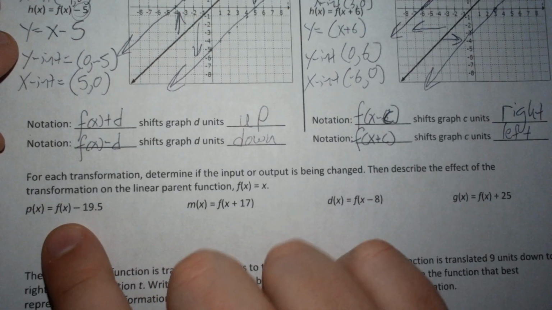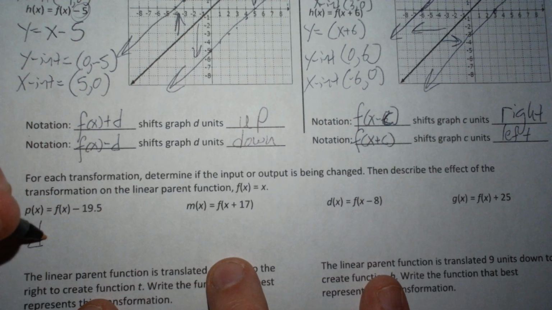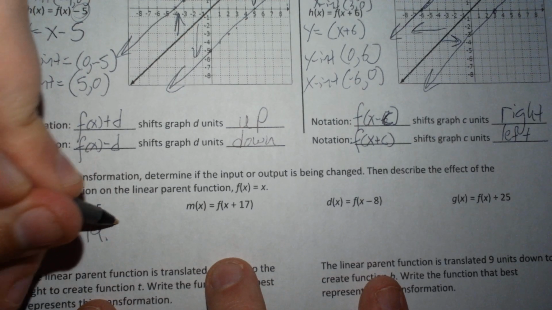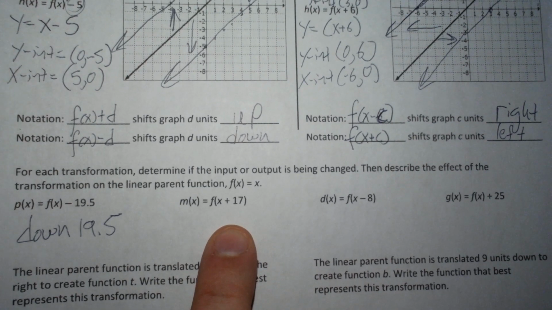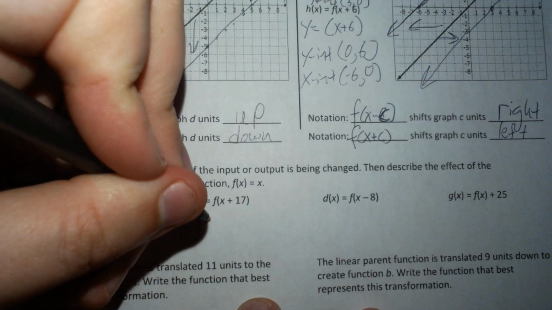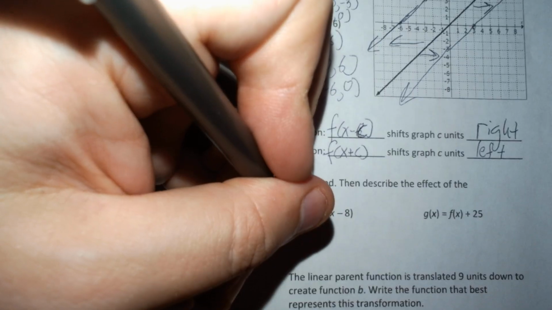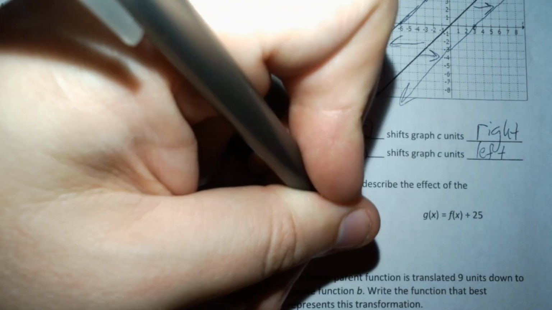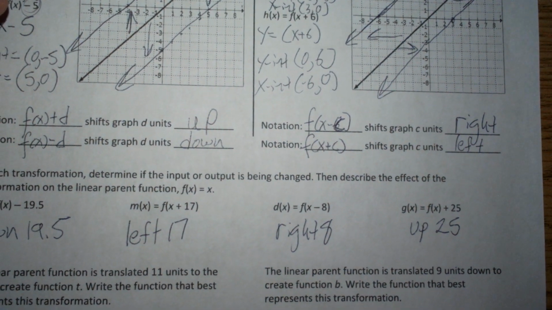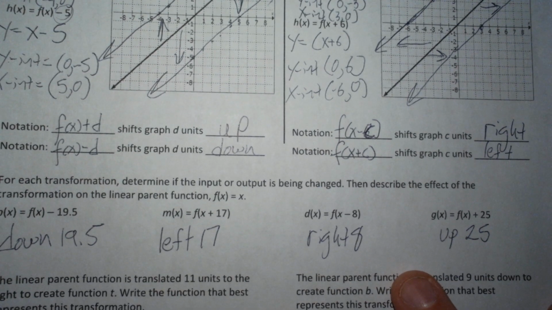So if it's outside of the parentheses, it's regular up and down. So minus would be down 19.5. Inside the parentheses is left and right, and it's opposite of what we think. So left 17. Inside the parentheses again, so right 8. And outside would be up 25. And so that's the basics of our parent functions there.